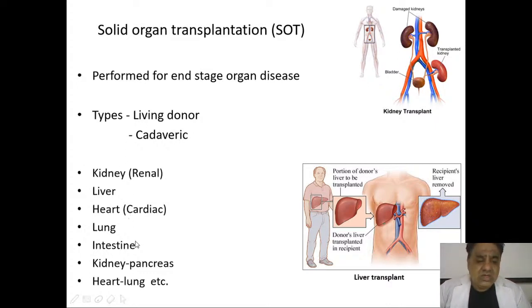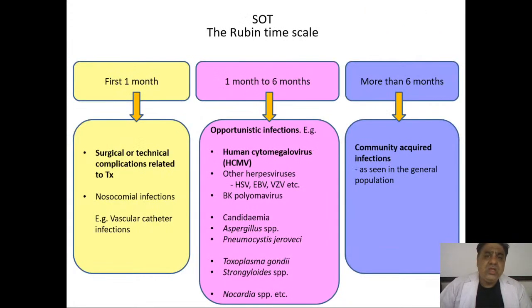Many organs now are in the list of solid organ transplantation, and it's a common procedure in most parts of the world. In India, in AIIMS, we have been doing liver transplant, kidney transplant, marrow transplant for decades now, and it's a common procedure throughout the world now. When you talk about solid organ transplantation, the time scale of solid organ transplantation, by the scientist Rubin, is known as the Rubin time scale.